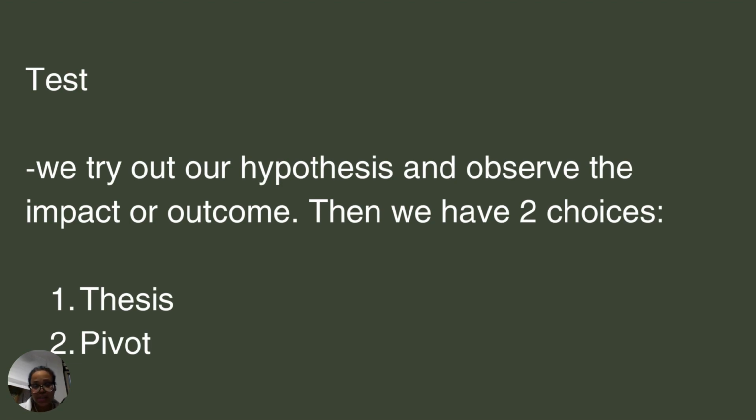And then we test it. So we try out our hypotheses and observe the impact or the outcome of it. And then we have these two choices. Either we go to thesis or we pivot. We go to thesis if we realize that it may be true, or we test it and we realize that there is something here that has confirmed our hypothesis, and so we want to take it further.